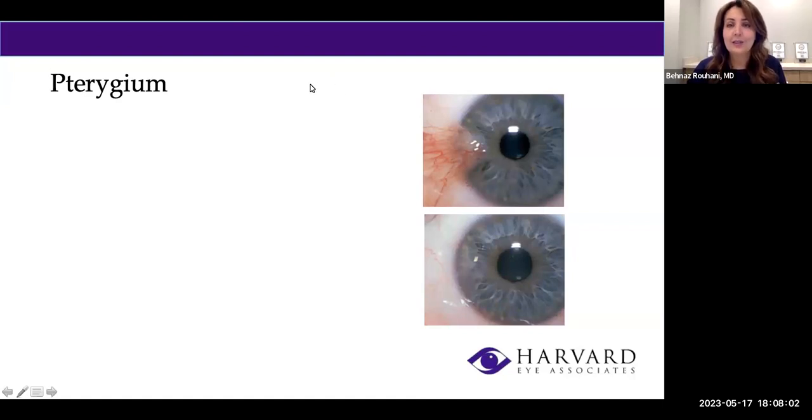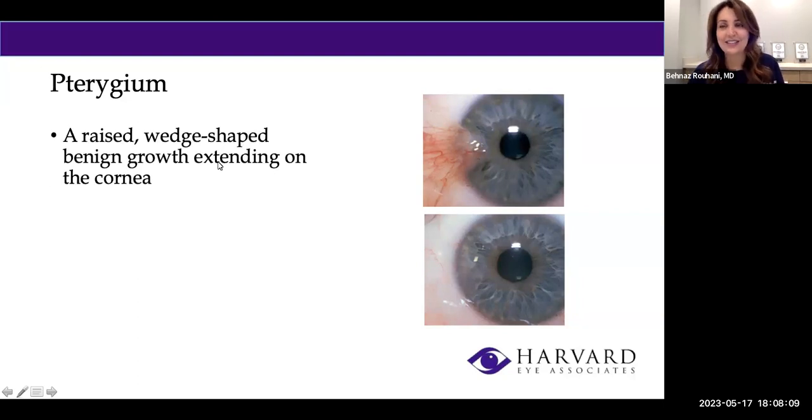Okay, the next thing is pterygium, or surfer's eye. Well, this could be known to a lot of Californians, I should say, because we're a state of sunshine, and this is caused by a lot of UV light exposure.